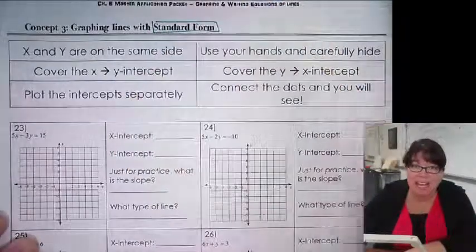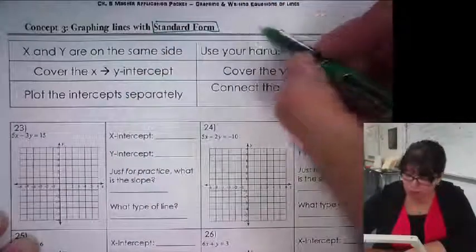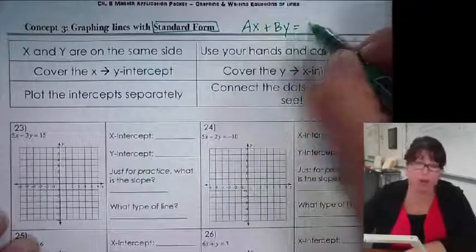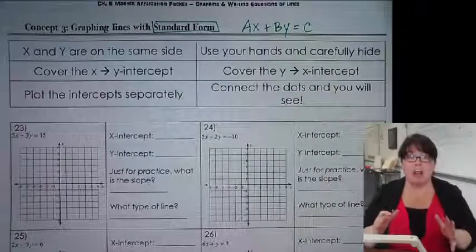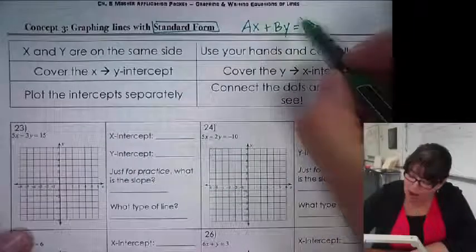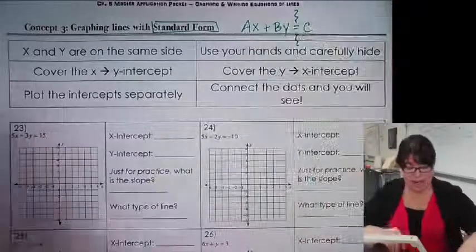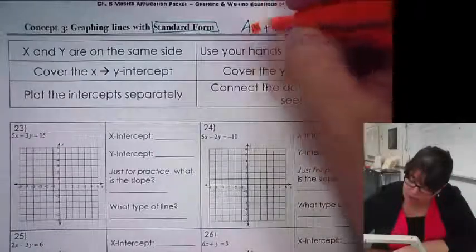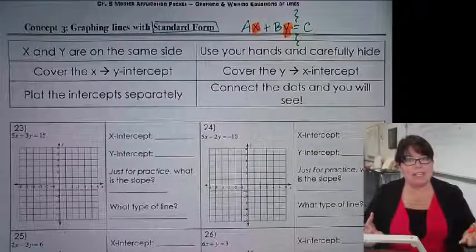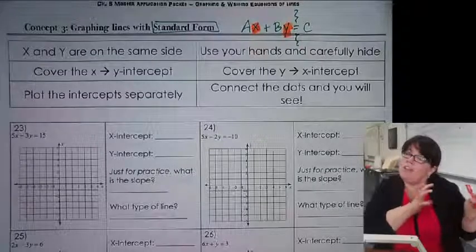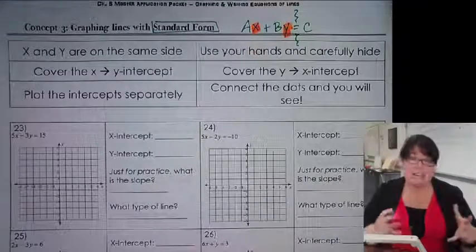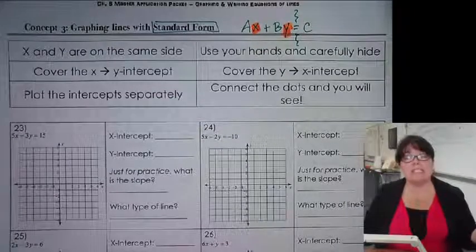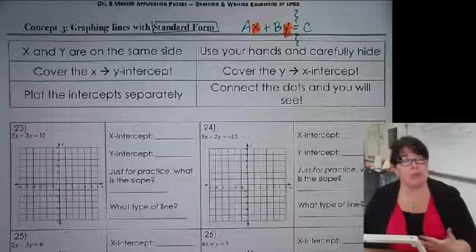Standard form is anytime you have a number times x and a number times y, and they equal another number. And remember, what's special about standard form is that x and y are on the same side of the equal sign. So x is over here on the left and y is over here on the left, which is really nice because they're kind of together, all cozy on the left. And so that makes standard form of a line. It's the standard form of an equation, which is different than slope-intercept form that we were learning before.